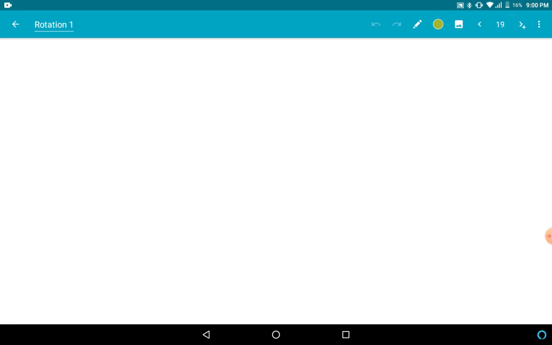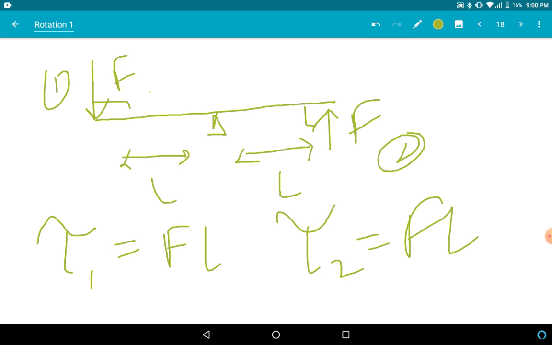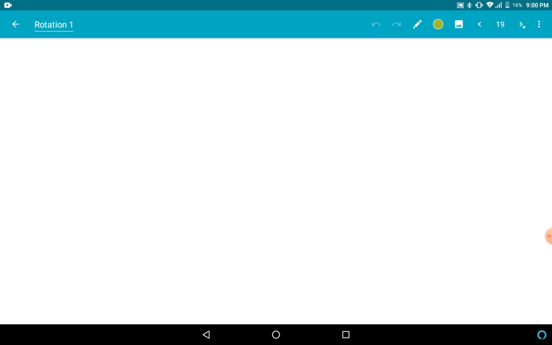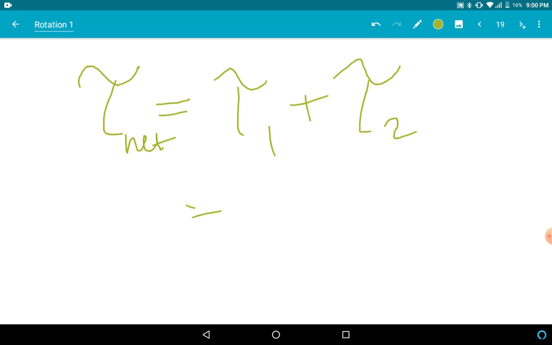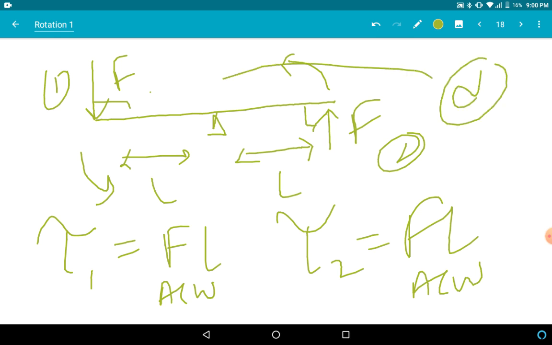So if we add, now if you see, if the force is here, this is anti-clockwise, and if the force is here, it is also anti-clockwise, so on both sides it will be anti-clockwise. Now since it is anti-clockwise on both sides, we add the tau, so tau net is nothing but tau 1 plus tau 2. What is that? F into 2L, 2FL, which means F times D, if we consider the whole length to be D. D is the whole length. Understand? This is rotation about a couple.